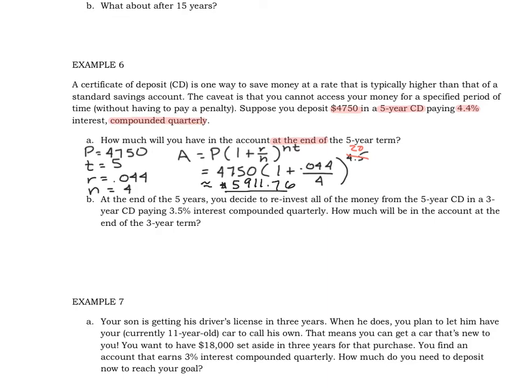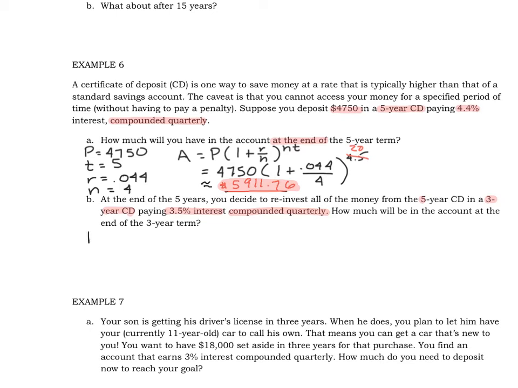B, at the end of the 5 years, you decide to reinvest all of the money from the 5-year CD in a 3-year CD, paying 3.5% interest, compounded quarterly. 5-year CD, oh, now it's a 3-year CD. How much will be in the account at the end of the 3-year term? So what are we reinvesting? We're reinvesting this amount here at the end of the 5-year CD.